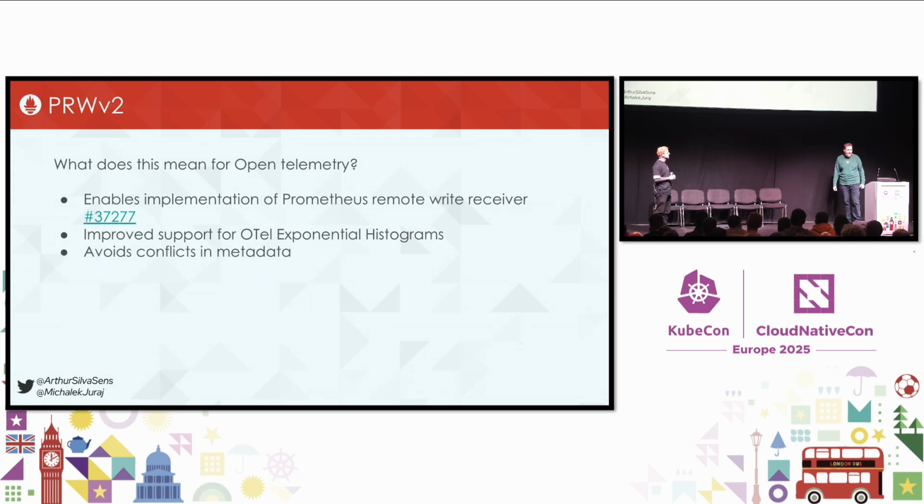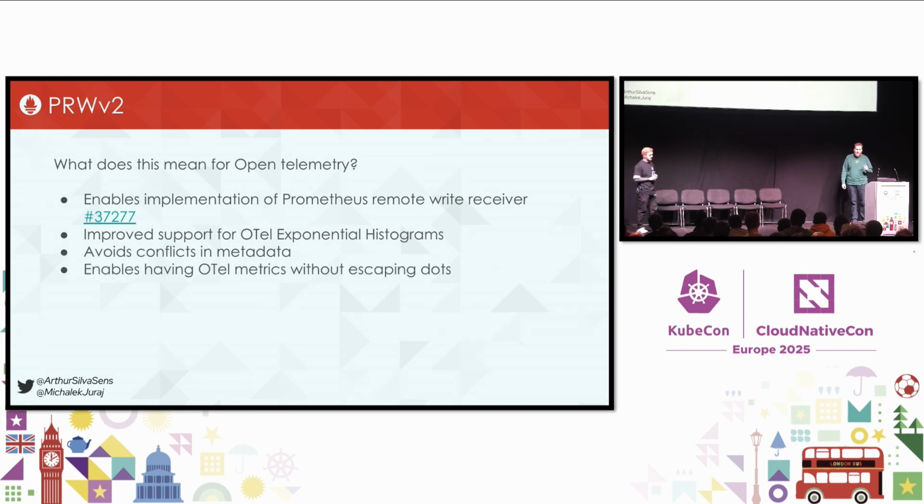Avoiding conflicts in the metadata. Previously, because the metadata was scoped per metric name, if you had two different applications with the same metric name, for example, like the HTTP metric in OTel, which has an ongoing migration to change the unit type, you would have a conflict in the unit, basically, if not all your applications were already migrated. This solves it. The UTF-8 support also enables us to store the OTel metrics without having to escape dots, which are commonly used, as mentioned before.